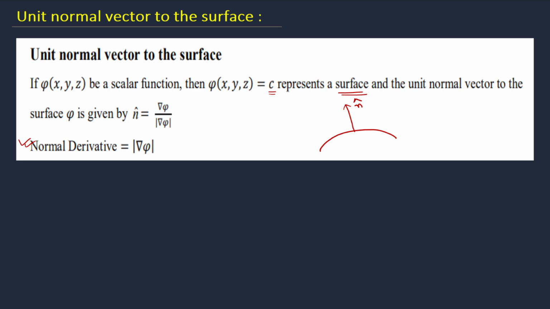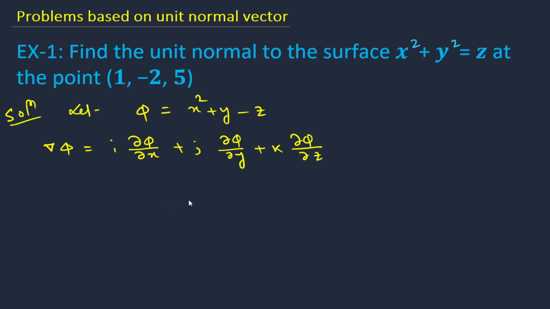Okay, now let us do some examples. In the first example, we have to find the unit normal vector to the surface. One surface is given, x square plus y square equals z, and the point is also given, 1 comma minus 2 comma 5. So first we suppose that phi equals x square plus y square minus z.